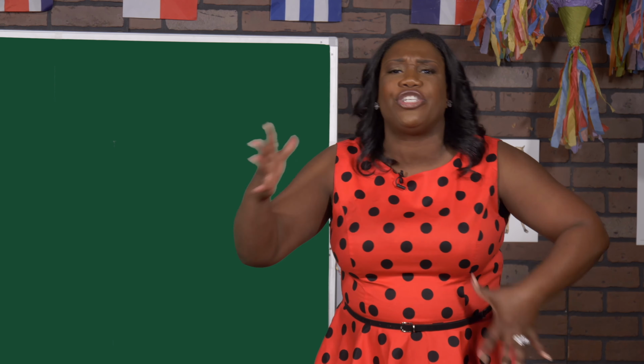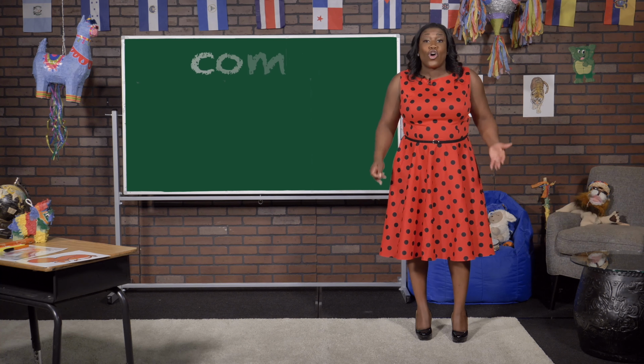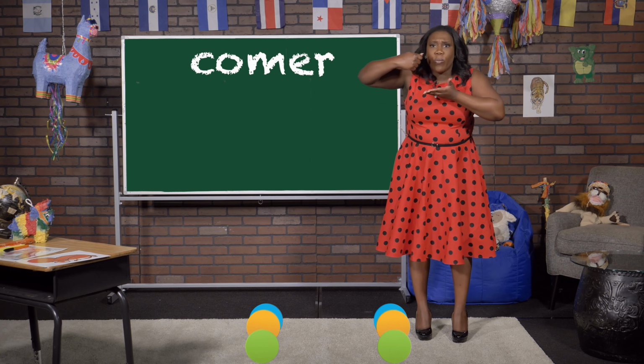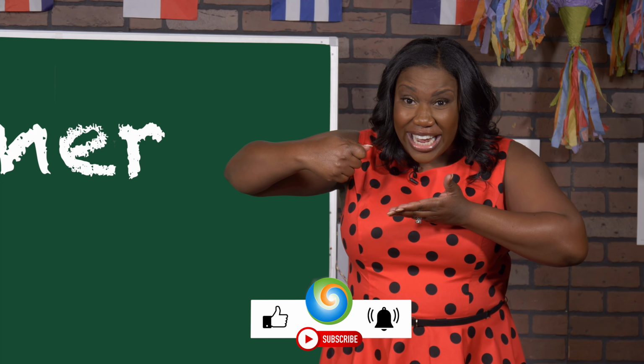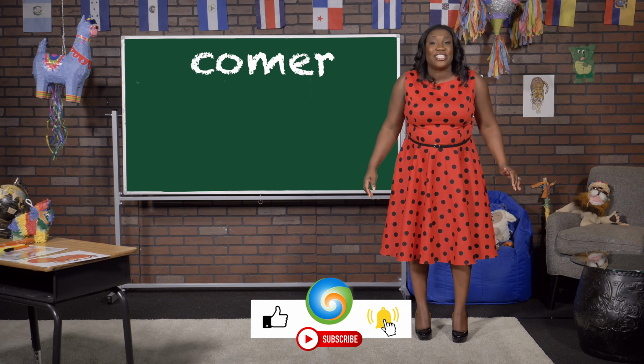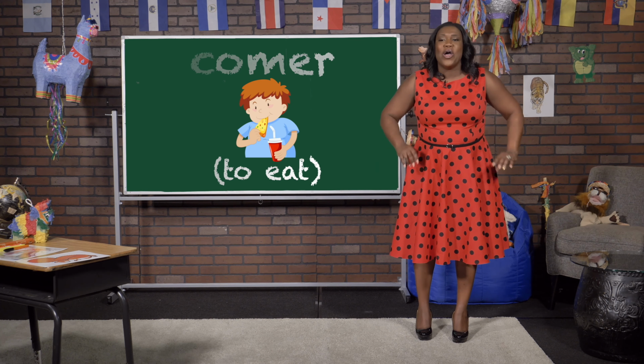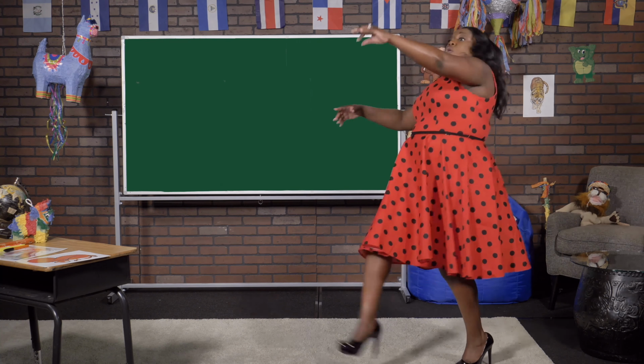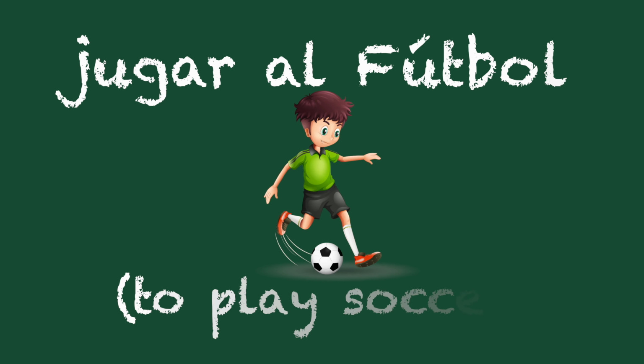You all are doing great. Let's keep going. I want you to have a lot of verbs to choose from. Our next one, repite, por favor. Comer. Comer significa to eat. Repite, comer. Muy bien. The next one is jugar al fútbol, to play soccer. Did you like my impression of playing soccer? Repite, jugar al fútbol. Muy bien. Me gusta jugar al fútbol. Excelente, chicos. Let's do one more.